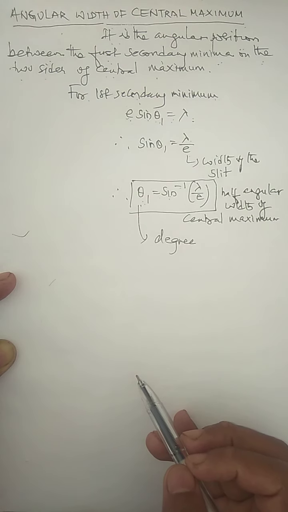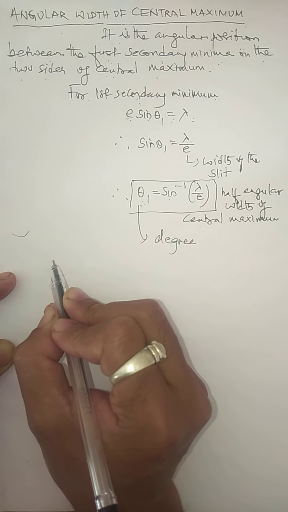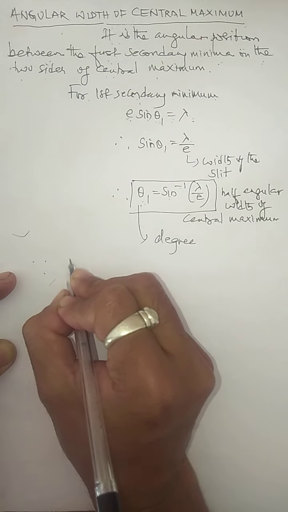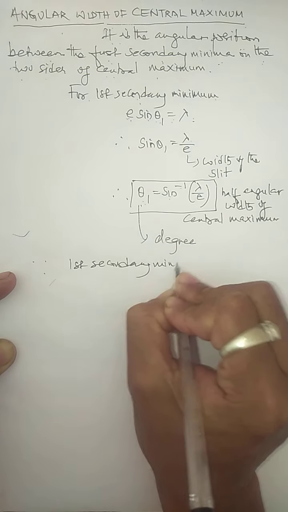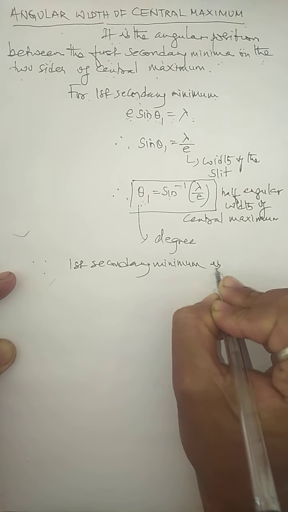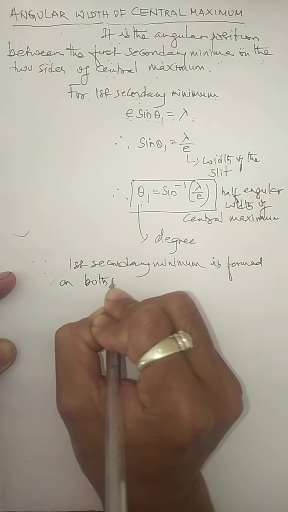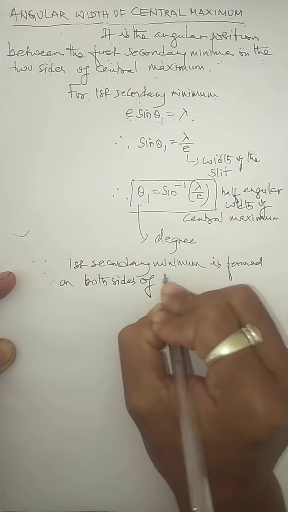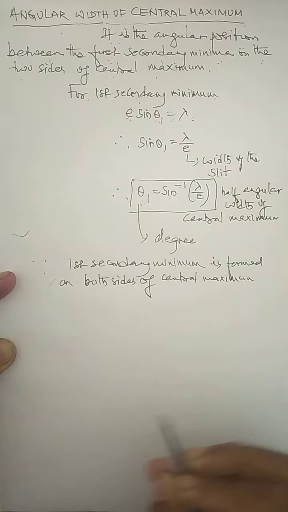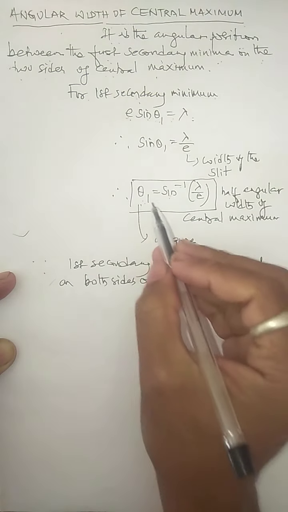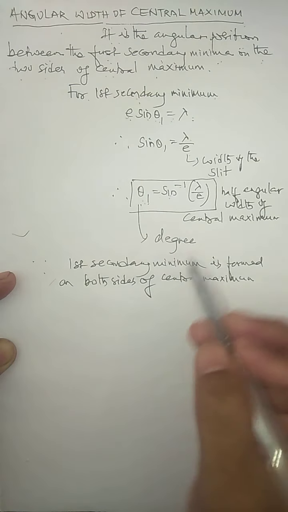But actually we have to find the angular width of central maximum. So what I do, I write this way: the first secondary minimum is formed on both sides of central maximum. With the central maximum, the angle made by the first secondary minimum is theta 1. With the central maximum, the other first secondary minimum also makes the same angle.